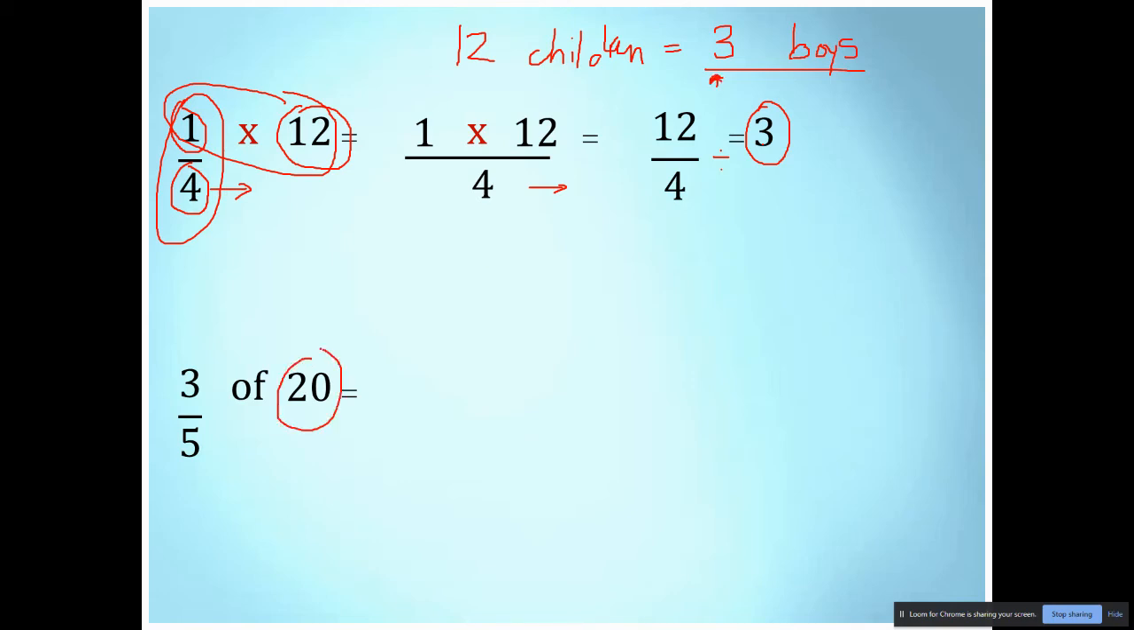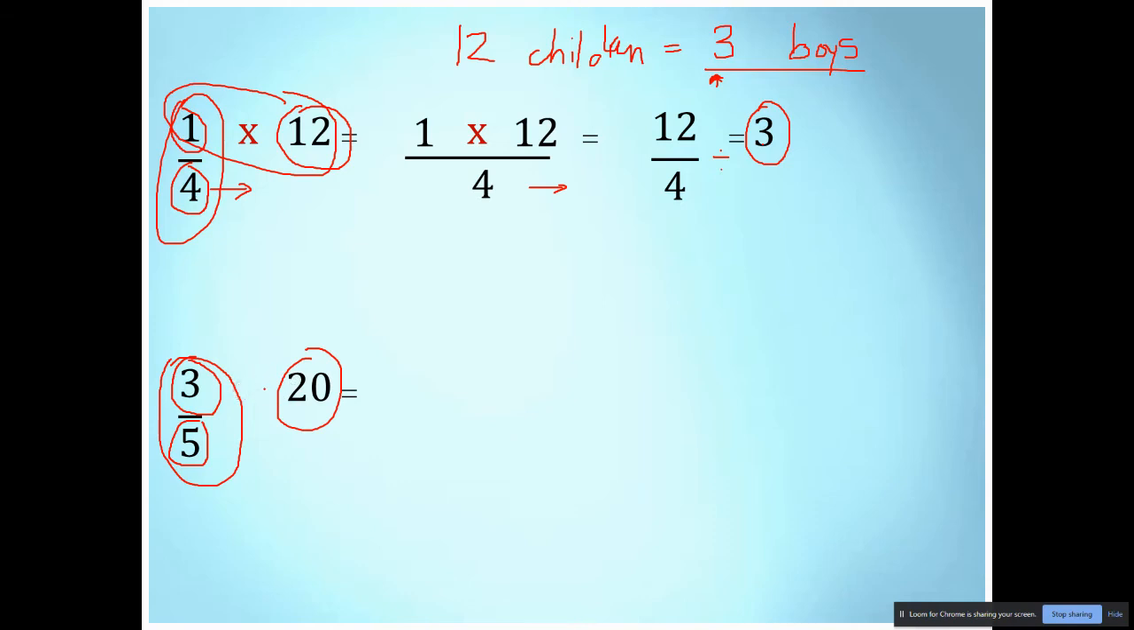How about this second example here? 20, let's say, what problem can we put here? There are 20 fruits. 3 out of 5 fruits are bananas. In every 5 fruits, there are 3 bananas. So the question is, how many bananas are there in 20 fruits? Okay, 5 fruits, 3 bananas. So how many bananas in 20 fruits? So what are you going to do? We're going to find what is 3/5 of 20.